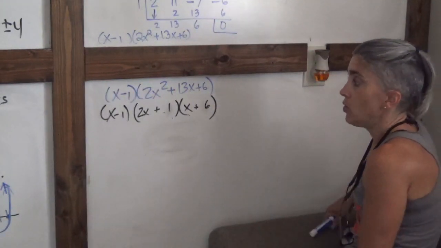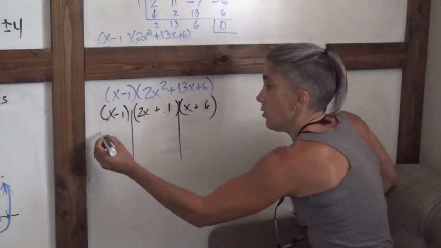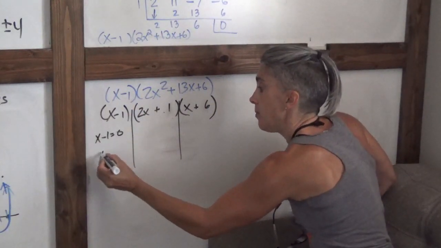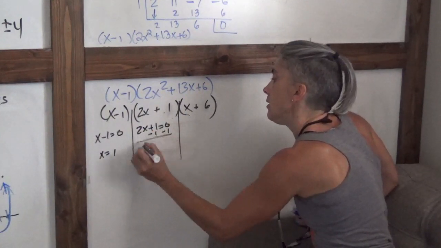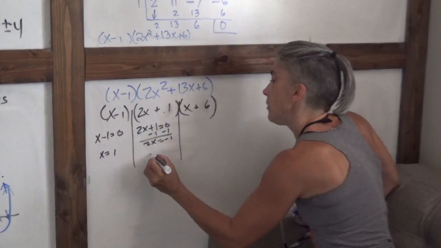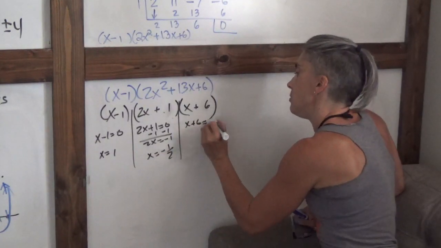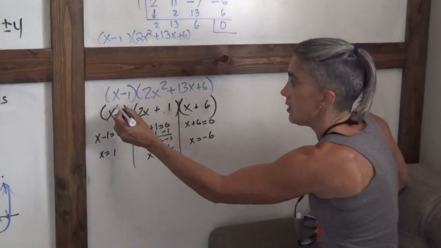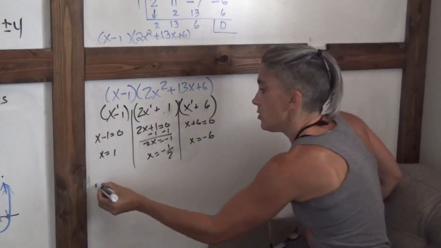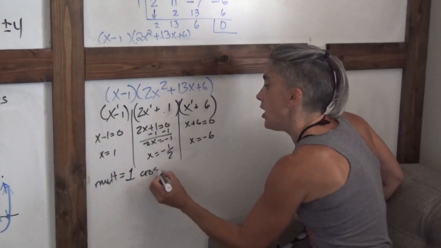Alright, now we have to go ahead and actually graph it with the zeros. So this one here is 1. 2x plus 1. Subtract the 1. Divide by the 2. I get negative 1/2. And this one here, I get it to be negative 6. What are the multiplicities for all of these? They all are raised to the first. So all these multiplicities are 1. So that means they're going to cross.